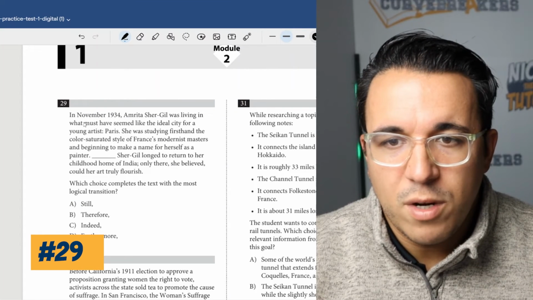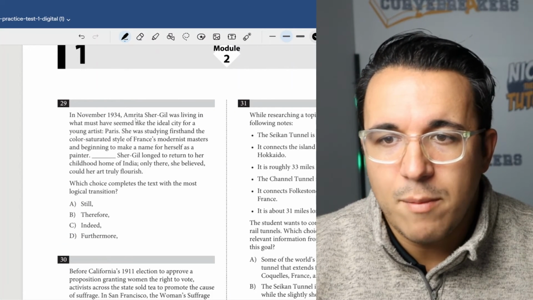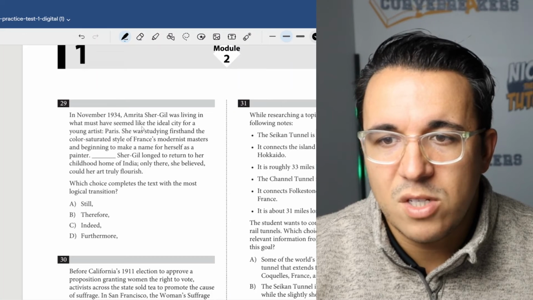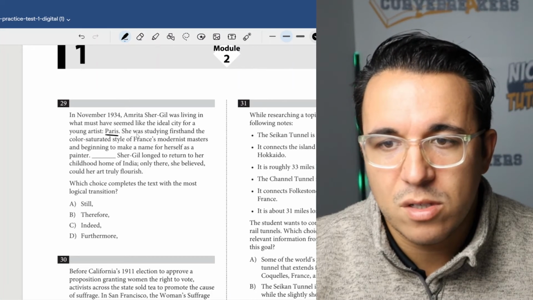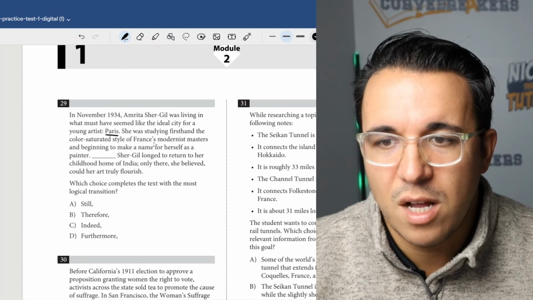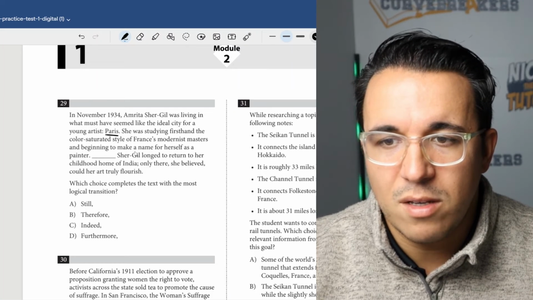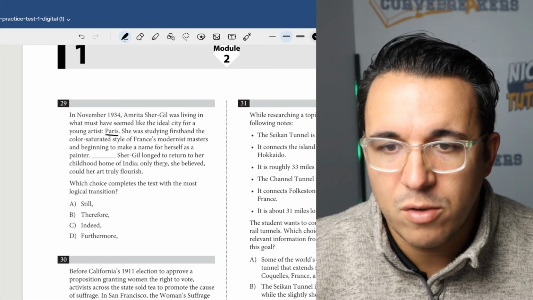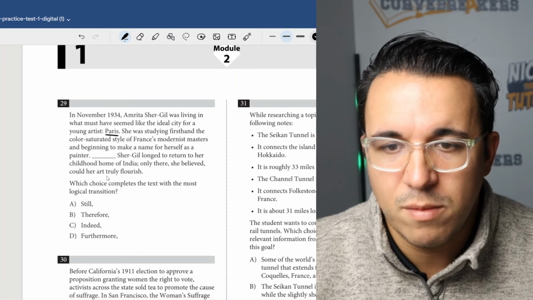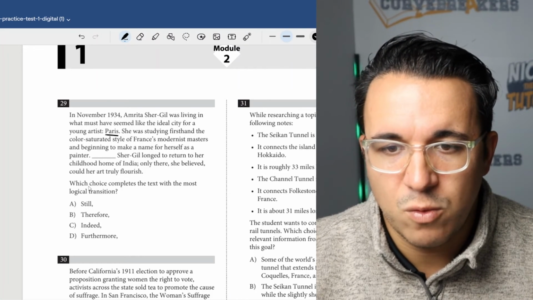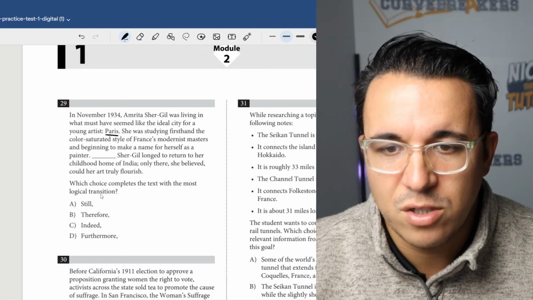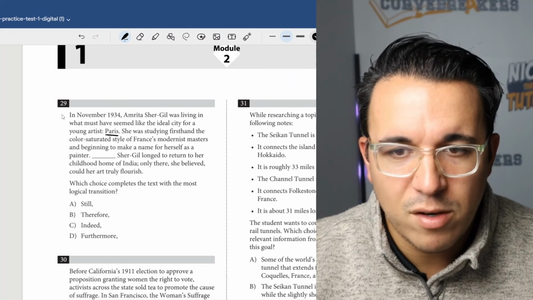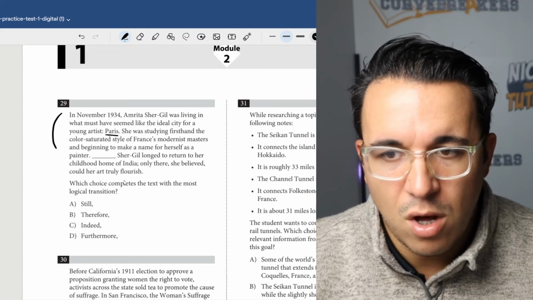All right, let's get into number 29. In November 1934, Amrita Sher-Gil was living in what must have seemed the ideal city for a young artist, Paris. She was studying firsthand the color-saturated style of France's modernist masters, beginning to make a name for herself as a painter. So Paris was great for her. Blank, Sher-Gil longed to return to her childhood home of India. Only there, she believed, could her art truly flourish. Which choice completes the text with the most logical transition? So even though Paris was perfect for her, she longed to return to India.